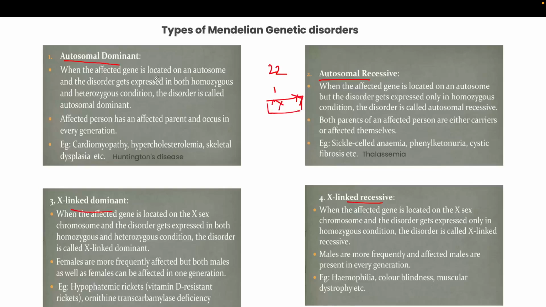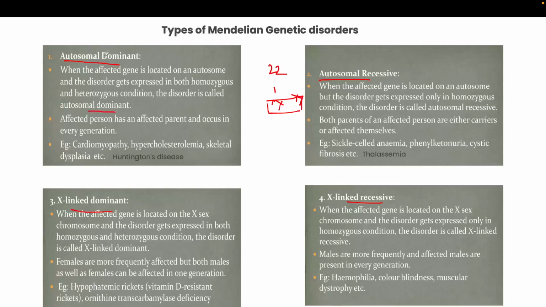So what is autosomal dominant? When the affected gene is located on an autosome, meaning on any of these 22 chromosomes, then the disorder gets expressed in both the homozygous and heterozygous condition, and this disorder is called autosomal dominant.